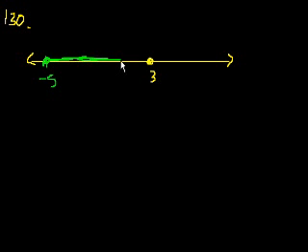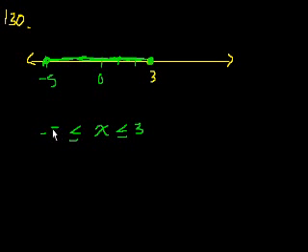This includes minus 5 to positive 3. So you could say that x is less than or equal to 3, because it's filled in at 3, and greater than or equal to minus 5. And that's not one of the choices. They want it in terms of absolute value, right?